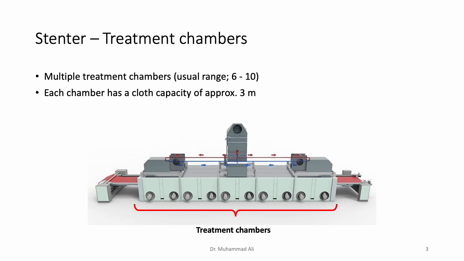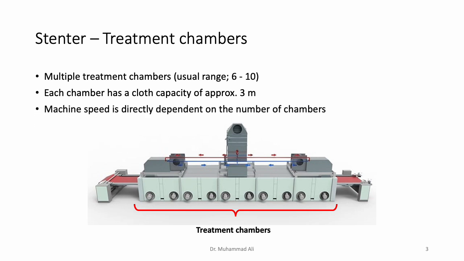Each treatment chamber usually has a cloth capacity of approximately 3 meters, but then again, modern designs and manufacturers always aim to increase the cloth content in individual treatment chambers. So we can have treatment chambers which accommodate up to 3.5 meter length of fabric at a time. It is very important to understand and note here that the machine speed, that is the speed at which the Stenter can be run, is directly dependent on the number of treatment chambers. So if you have more treatment chambers, then you can run the Stenter at a higher speed.